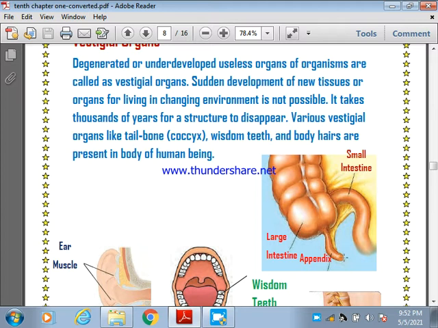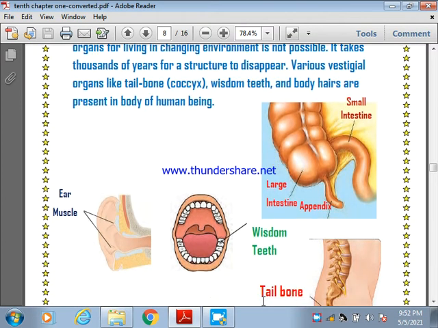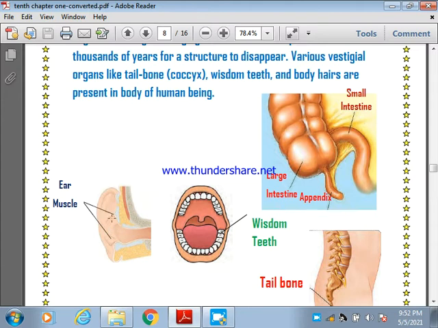This change is harmful for our body. This is ear parts, teeth, wisdom teeth, and this is tailbone.